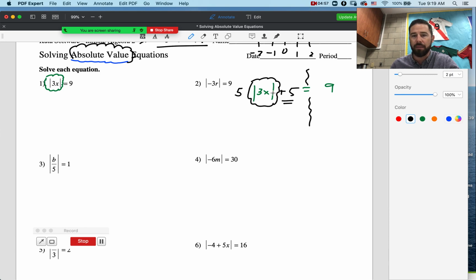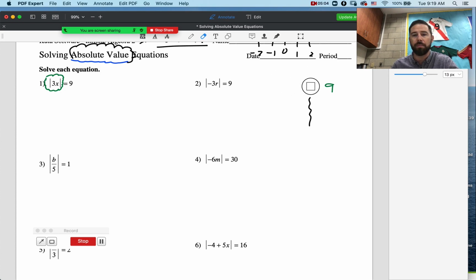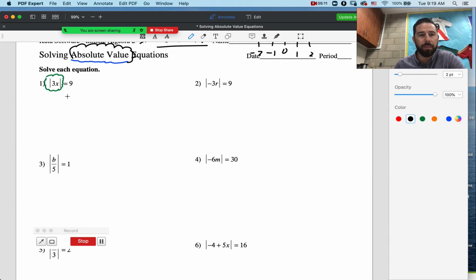This absolute value would not be by itself because we have other junk. We always come back to that and ask ourselves, is the absolute value by itself? And here we say yes. If the absolute value is by itself, our next step is we split it up. We write whatever's inside of this absolute value equals 9. And then for the second one, we say 3x equals, and we make this negative 9.